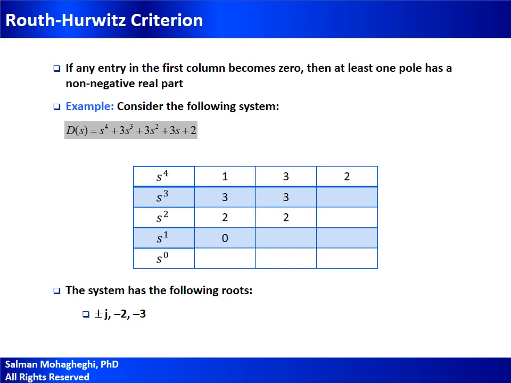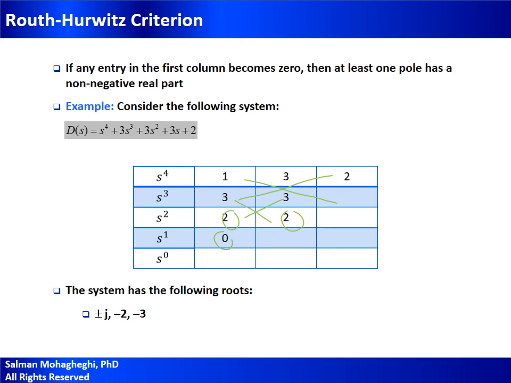The first row would be 1, 3, and 2. The second row would be 3 and 3. The third row, which is what I want to find for my B1, would be 3 times 3 minus 1 times 3 divided by 3, which is 2. How about my B2? That would be 3 times 2 minus 1 times 0 divided by 3, which is 2. Now let's do C1. C1 would be 2 times 3 minus 3 times 2 divided by 2, which is 0 divided by 2, which is 0.